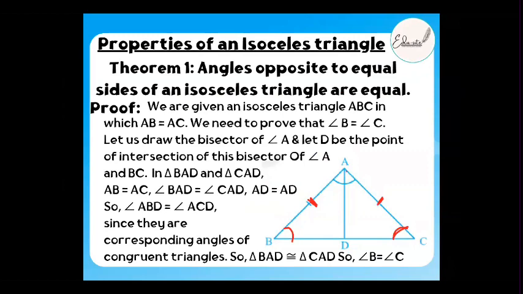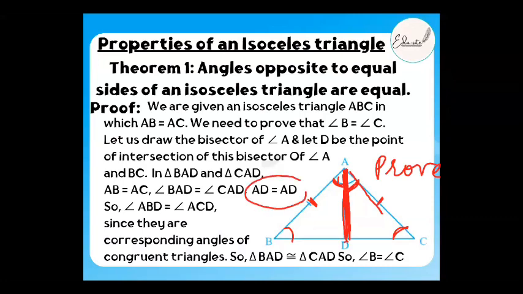First, they have drawn a perpendicular bisector. This is an extra thing that they have done to prove this theorem. If they have drawn a perpendicular bisector, then what is equal here? Angle BAD is equal to angle DAC, correct? We got one angle, and we already have one side: AD is equal to AD.